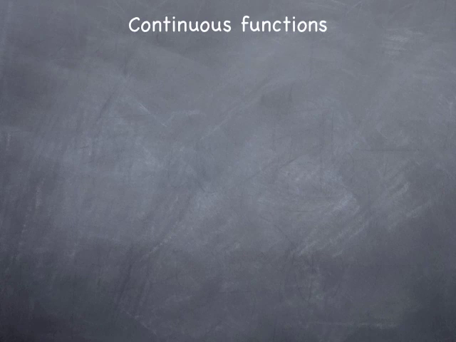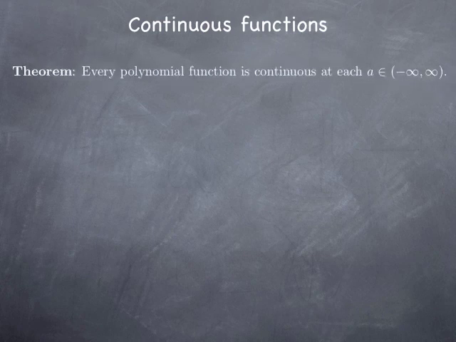Now we already have seen a number of continuous functions, we just didn't call them that way so far. For instance, we have seen that to obtain the limit of a polynomial function at a, you only need to plug x equal a inside that function. What that means is that every polynomial function is continuous at each number a on the real line.